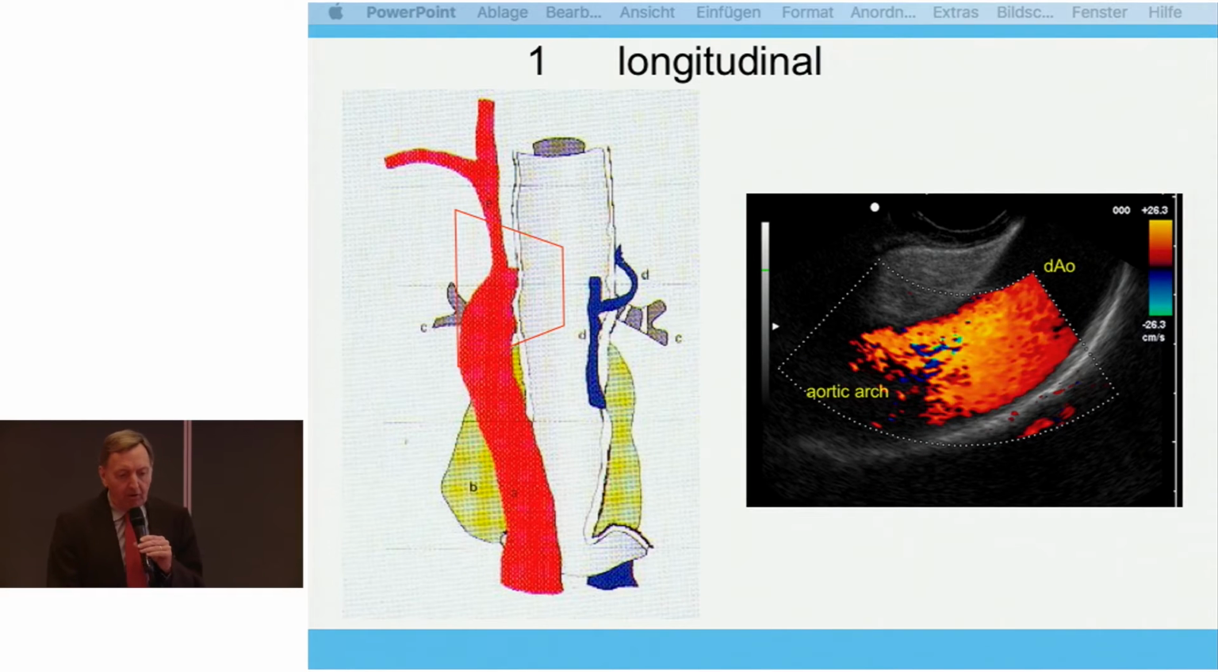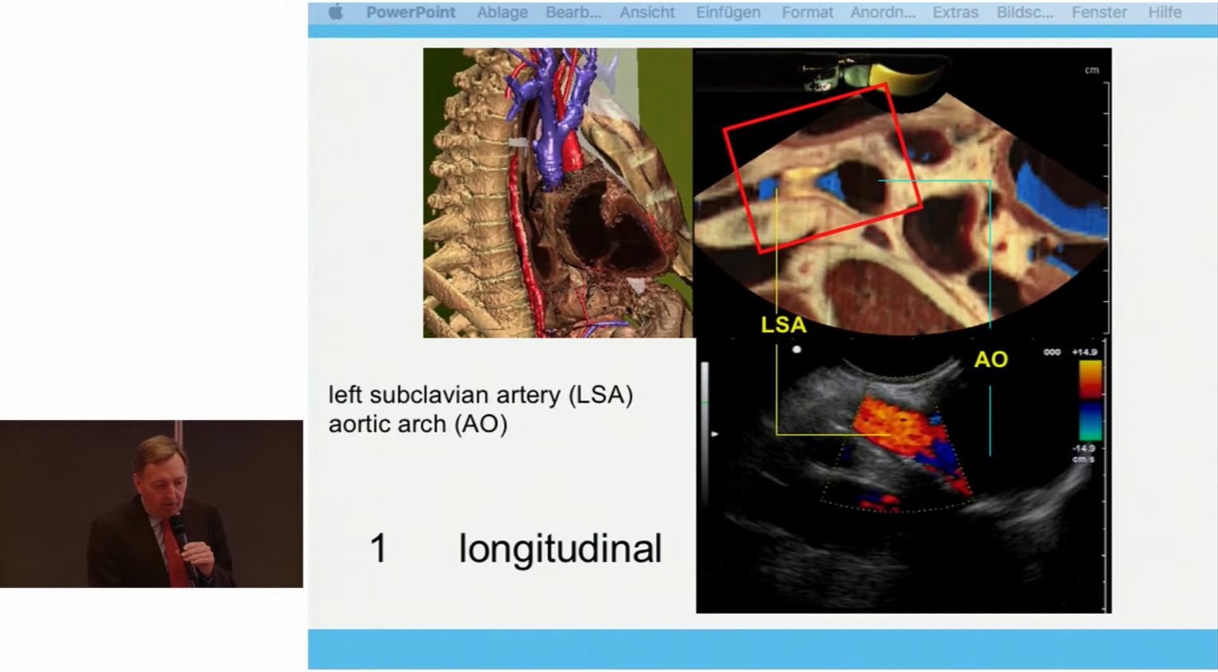So in longitudinal scan you have a completely other section there. You have a cross section through the aortic arch. It's very normal that you see better in longitudinal EUS the exiting vessels which are coming out of the aorta. And this is as well from the Voxelman training tool.